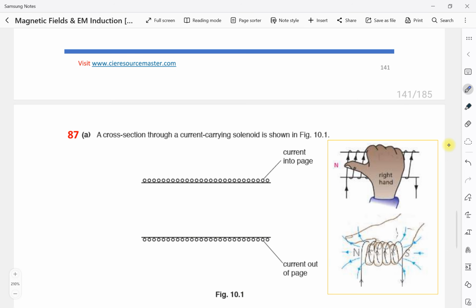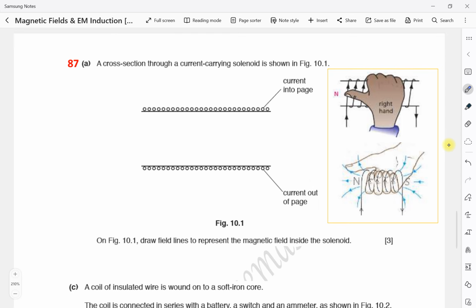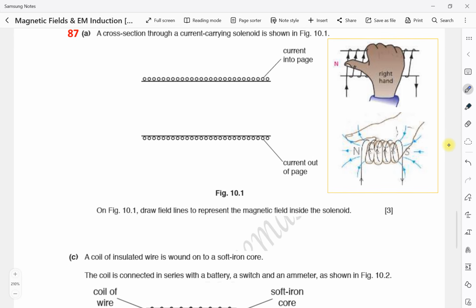A cross section through a current carrying solenoid is shown in the figure here. On the figure, draw field lines to represent the magnetic field inside the solenoid. So field lines to represent the magnetic field inside the solenoid.